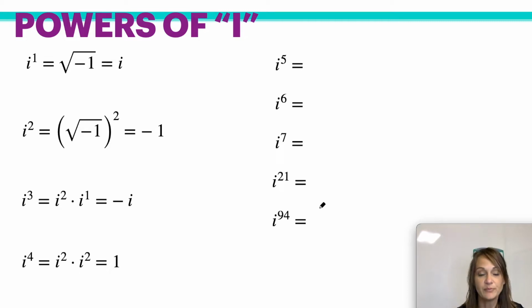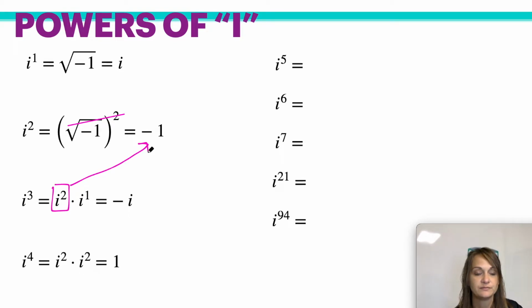Something cool that happens with the powers of i is that they actually end up repeating. i to the first power is the square root of negative 1, which is just i. i squared is the square root of negative 1 times the square root of negative 1. A square and a square root cancel, leaving you just negative 1. It's actually the number negative 1, not negative i. i to the third is i squared times i. We know that i squared is negative 1, so negative 1 times i is just negative i.